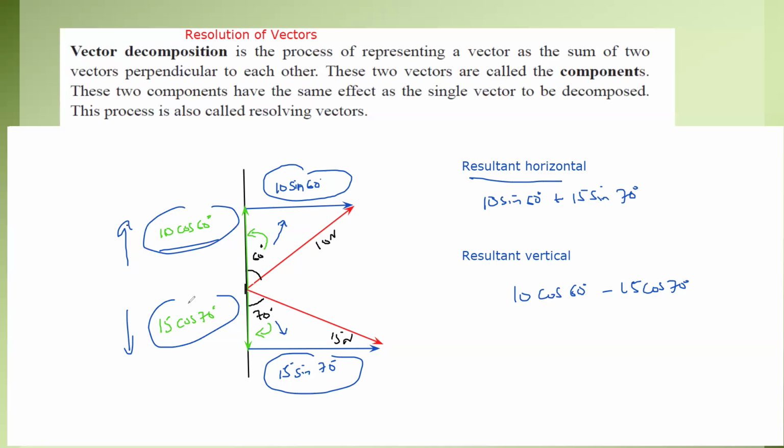Is it clear, this example? Anyone having a doubt or a question till this point? Any question or doubt? Okay.